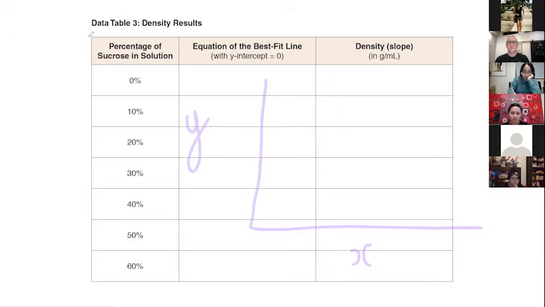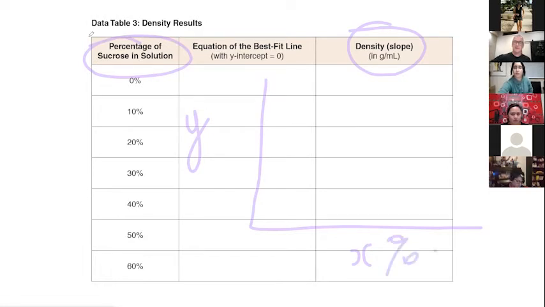Y is dependent and X is independent. So which one is the independent variable here? Is it the percentage of sucrose or is it the density? Which one is the independent variable that we've changed? Sucrose. That's right. It's the percent sucrose. So X is going to be the percent sucrose.